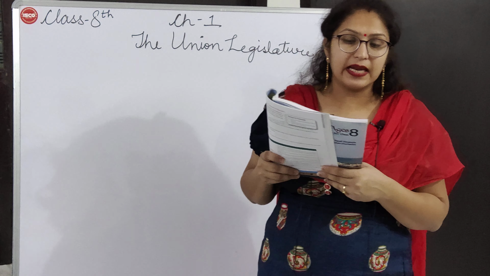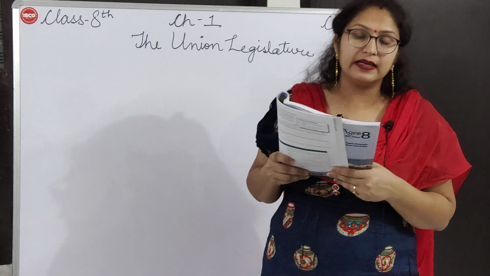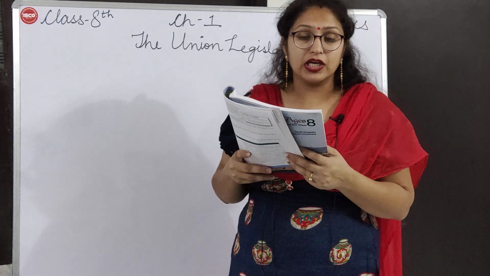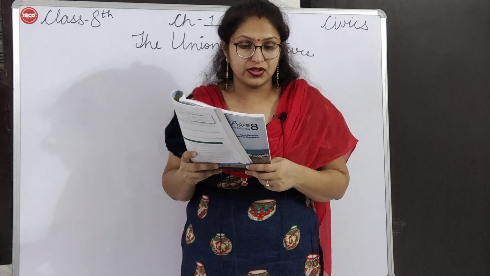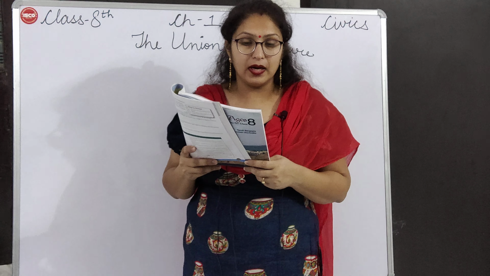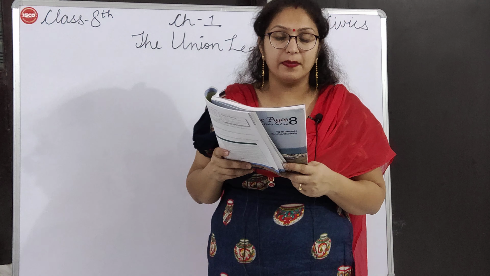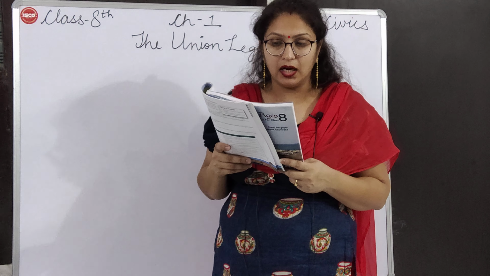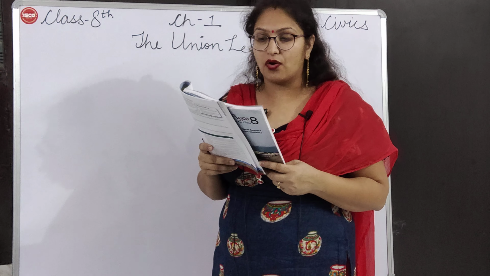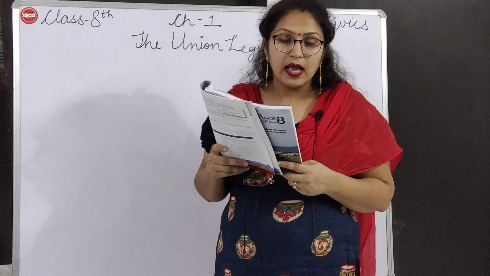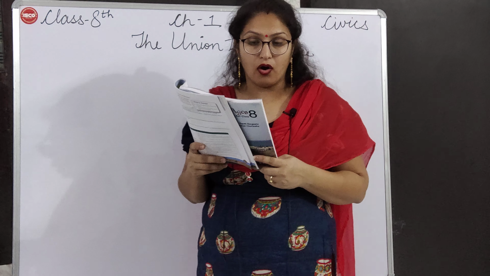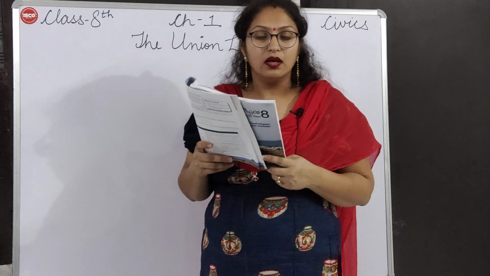The vice president is the ex officio chairman of the Rajya Sabha. Then, qualifications of the members of the Rajya Sabha. To be a member of the Rajya Sabha, a person must be a citizen of India, at least 30 years of age, mentally sound, and must not hold an office of profit under the government.